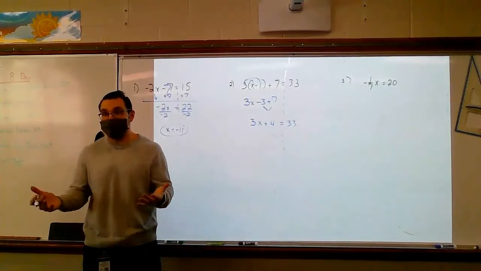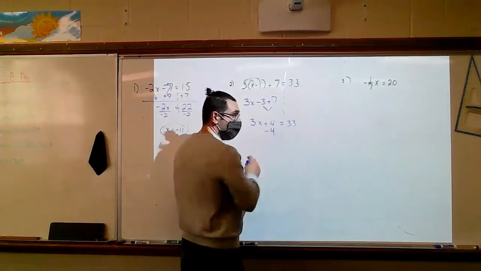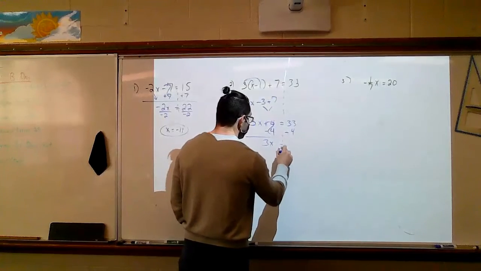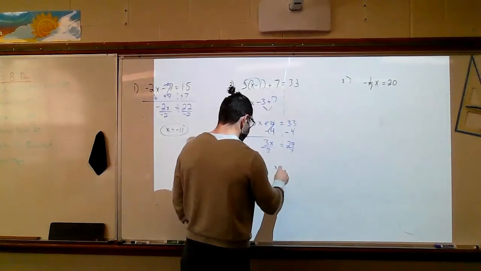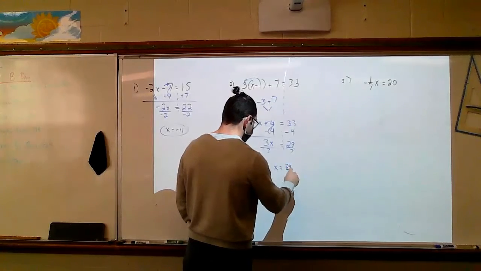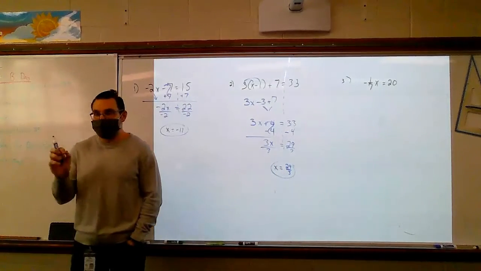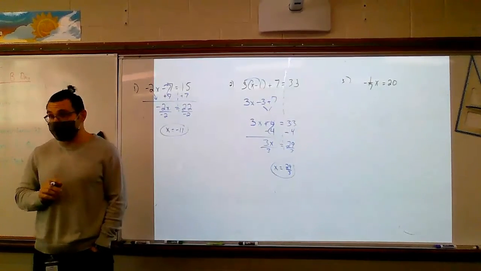I didn't change the weight of that side, which is why I don't have to do anything to the other side. But now I'm taking 4 pounds away from this side, so I better take 4 pounds away from that side. Leaves me 3x equals 29. I divide by 3. Your calculator will not simplify it, so I get 29/3. Remember, unless I specifically ask for a decimal, and I'll tell you when I do, I want a fraction. Okay?